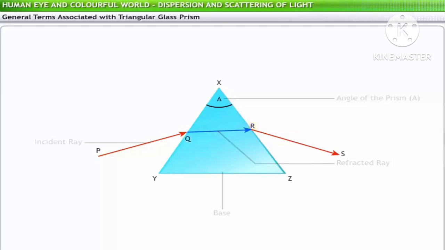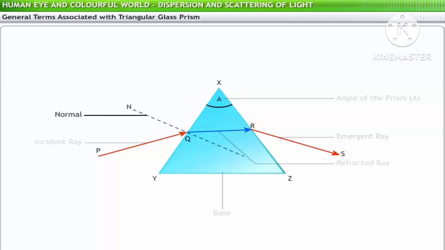The refracted ray again is incident on the other surface of the prism and then emerges from it into the air. This light ray emerging from the prism after refraction is called the emergent ray. Here, RS is the emergent ray.